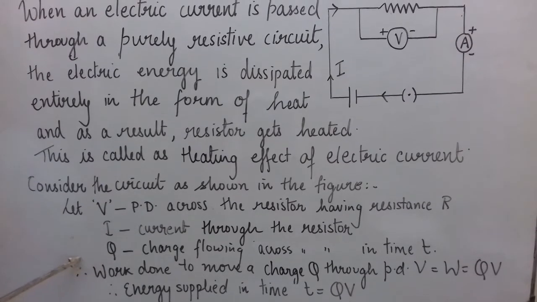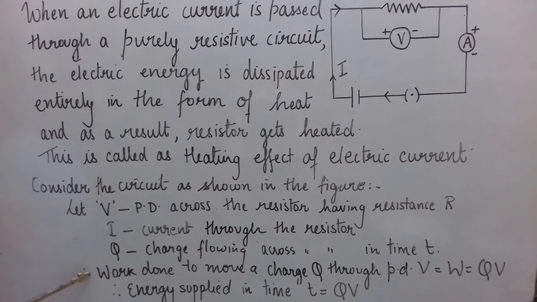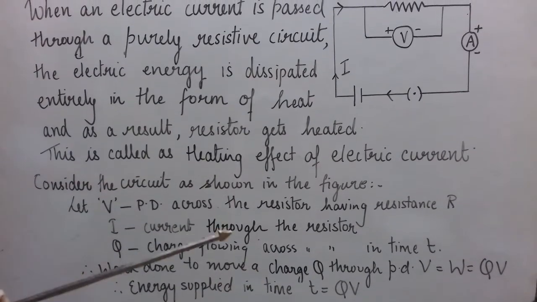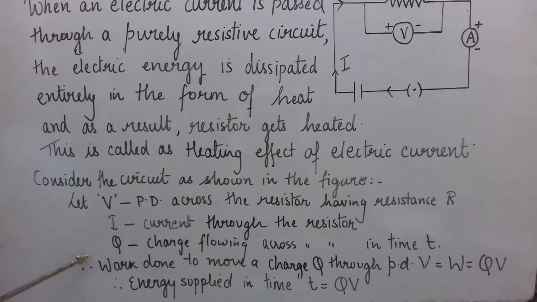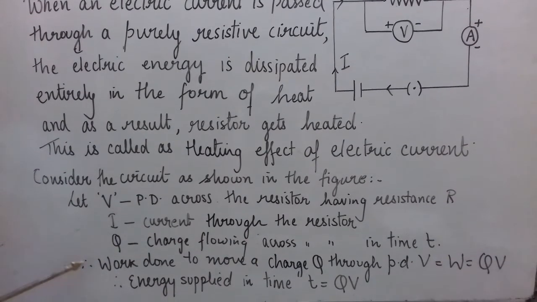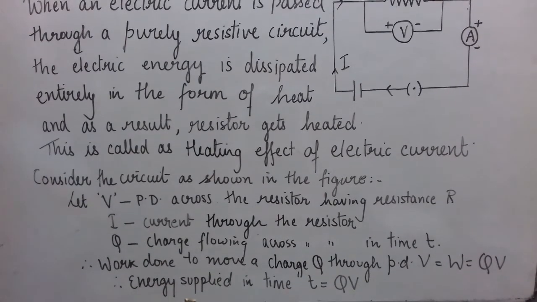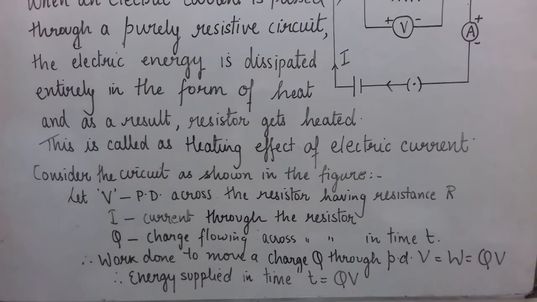Now, you know that work and energy are equivalent. If this much work is done in time t to move the charge Q across a resistor, or across a potential difference V, then this much energy should be supplied by the source. Now, energy supplied in time t is equal to the amount of work done, that is QV.